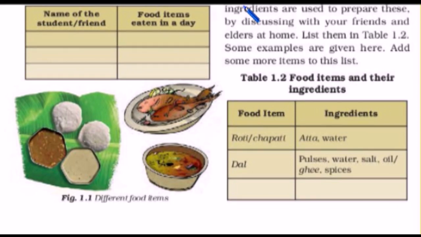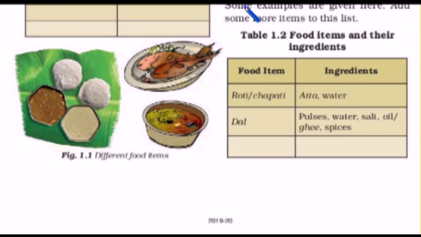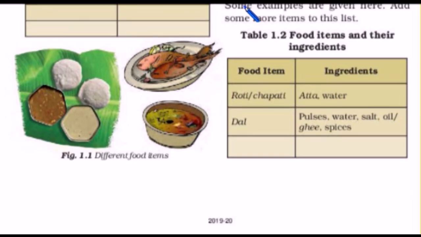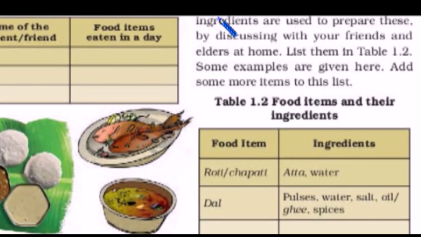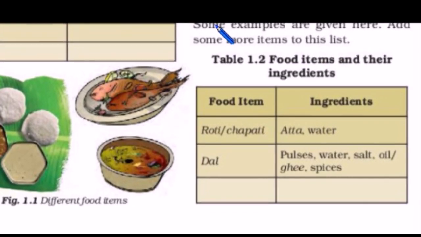Table 1.2. Food items and their ingredients. Food items like roti, chapati. What do you need? The ingredients are atta and water. So to make a chapati, you need only atta and water. To make dal, you need pulses, water, salt, oil, ghee, spices. So these are the ingredients that we use to make a dal or to make a chapati.